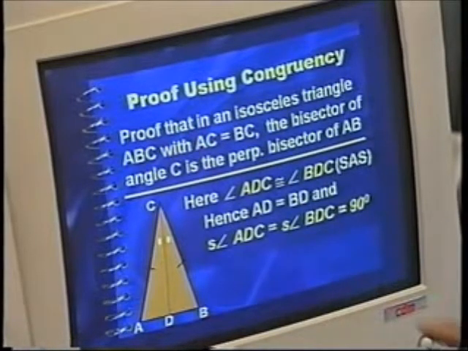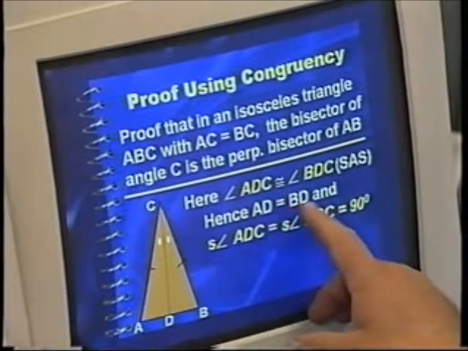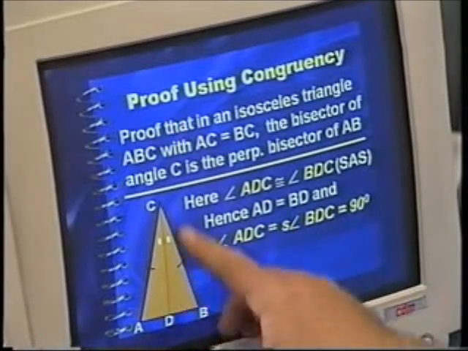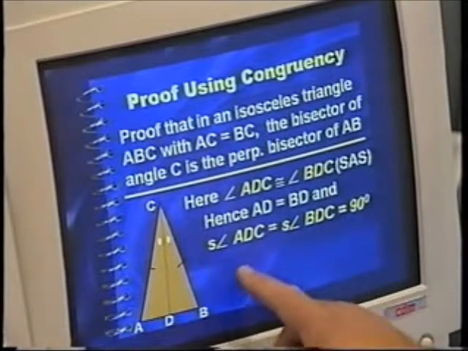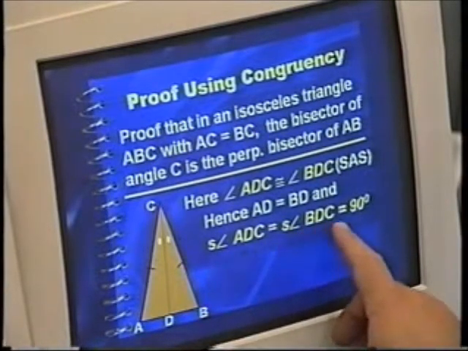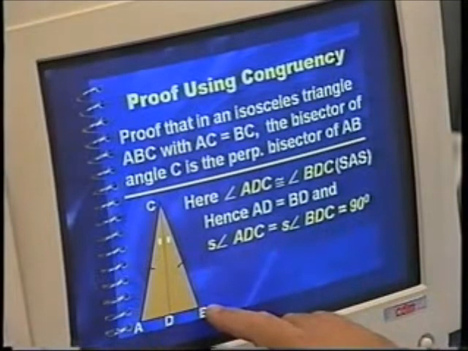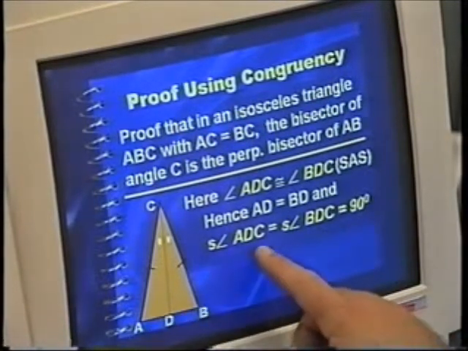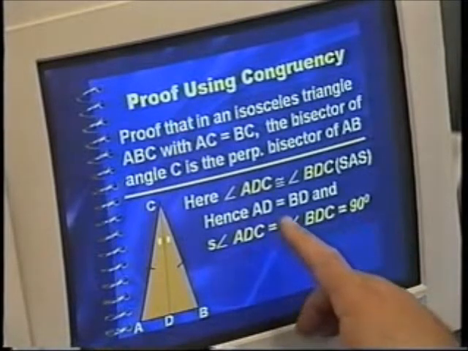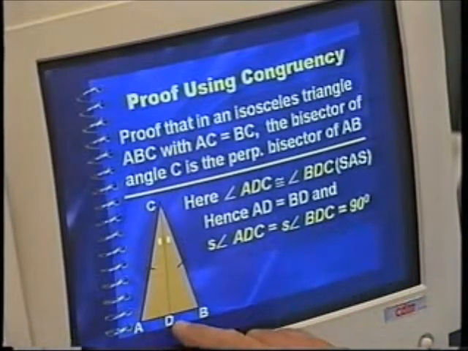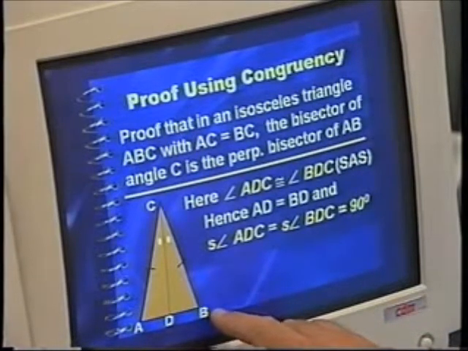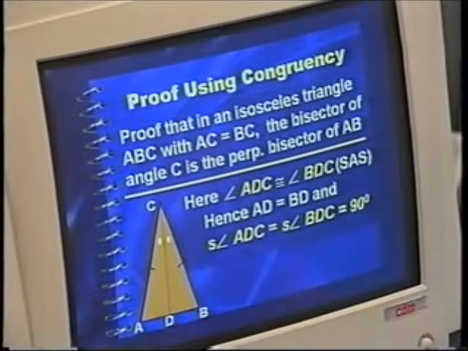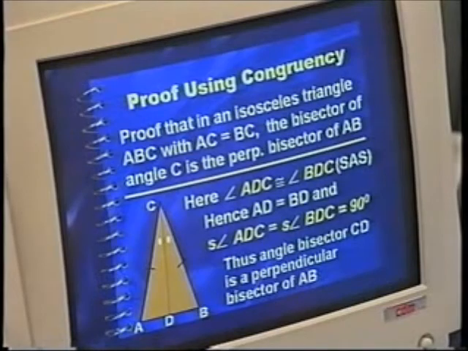If that is the case, then those sides there, AD and BD, must be the same, because those two triangles are exactly the same, and also these angles at the bottom, ADC and BDC, must be the same. Now, because they make a 180-degree line, if they are the same, each of them must be 90 degrees. So I've shown, using congruency, that AD is DB, so it bisects the base, but I've also shown that these two angles are 90 degrees. Hence, CD is the perpendicular bisector of AB.